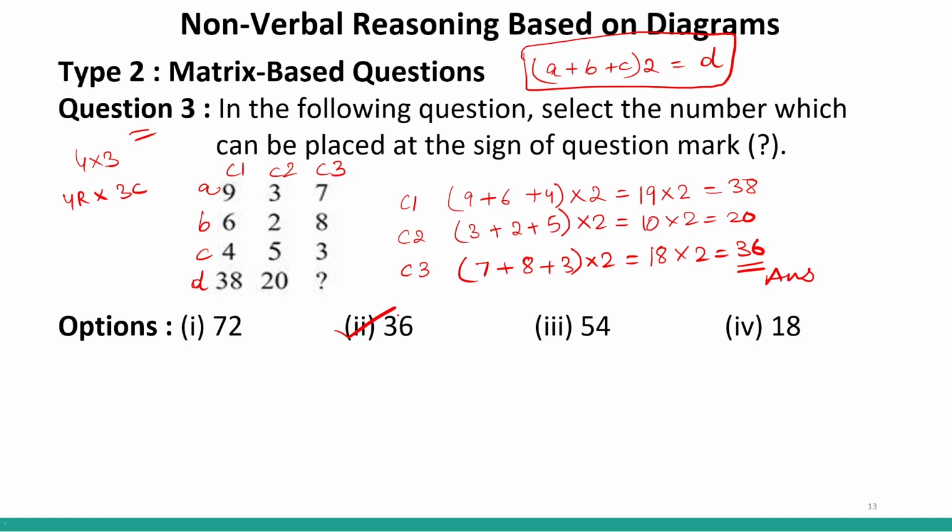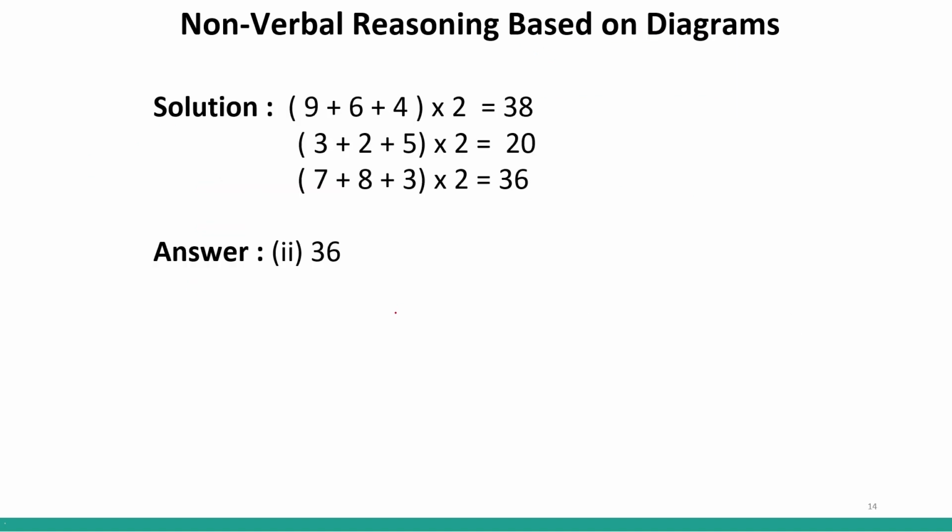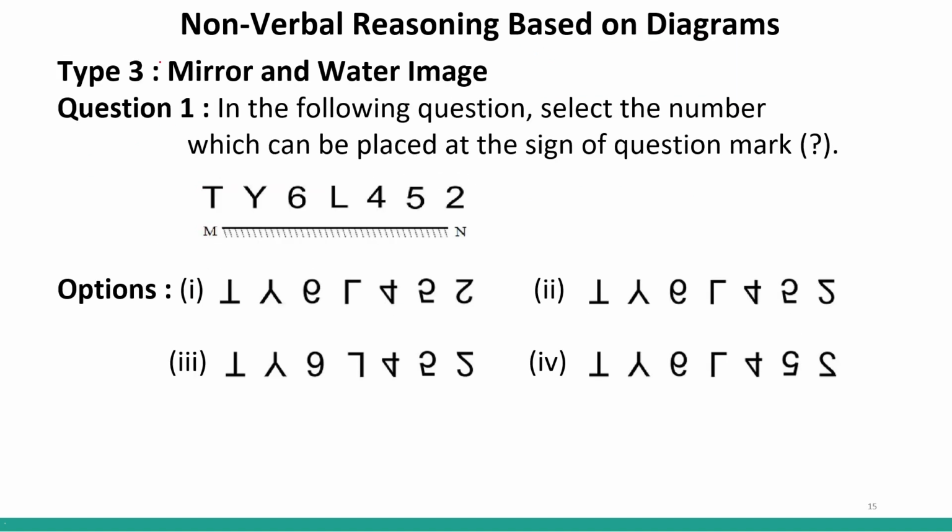Okay. Now, so this was the matrix question. Now we come to mirror and water image. So in mirror and water image, what do we look at? We look at the inverse image. So in mirror and water images, I told you 2 things to look out for. One was the placement of the mirror and second was the inversion of the image.